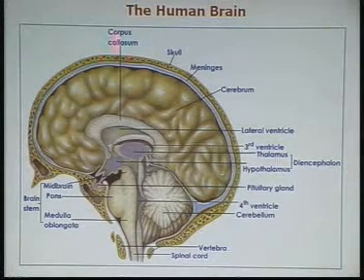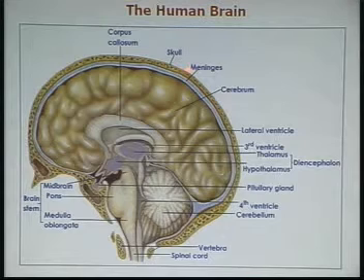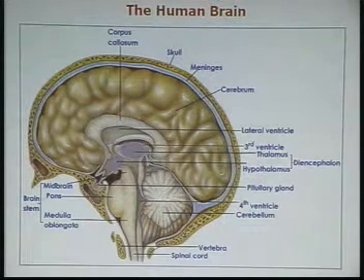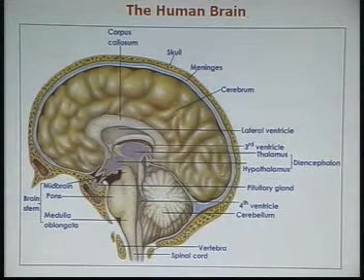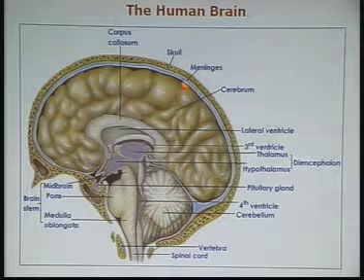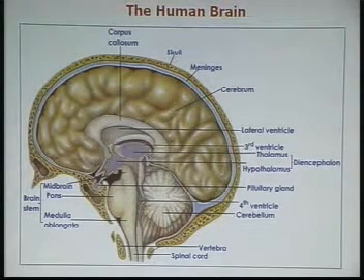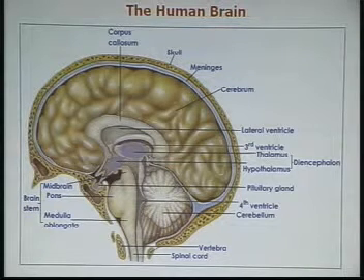The human brain is protected by the skull and also by three membranes called the meninges. The meninges are the dura mater, the arachnoid mater, and the pia mater. Now, in between the arachnoid and the pia mater, that is the inner two layers, you will find a fluid that is secreted, called the cerebrospinal fluid.